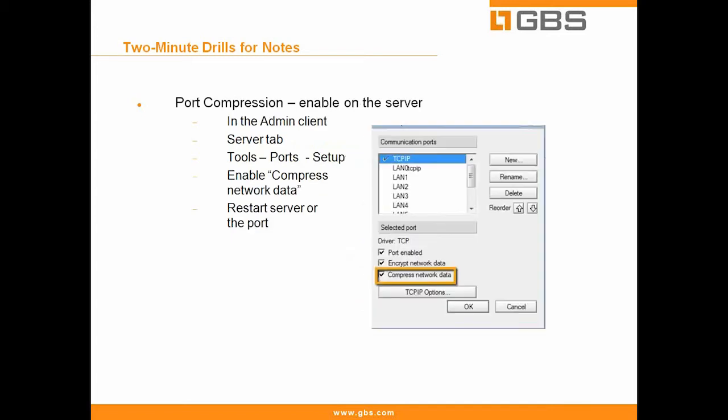And that setting would push down during policy update at the client, and it would take effect the next time they restart the client. On the server side, you go into the admin client, go to the server tab, and tools, ports, and setup, and you enable the compressed network data option there. Click OK, and then you can either wait for the next server restart, or you can issue a restart port TCP/IP command on the server.